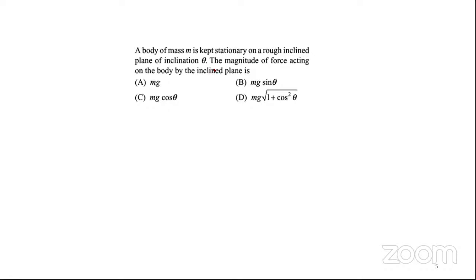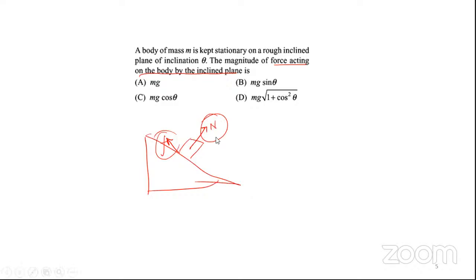See, first of all, the question is asking me the force acting on the body by the inclined plane. So what is actually meant by that? If this is my inclined plane and this is the body kept over it, so if I make the FBD, no, I won't be making the FBD right now. By the inclined plane, there is a normal force and a friction as well. So both of them are forces acting on the body by the inclined plane. All right, so you will have to find the resultant of both of them.